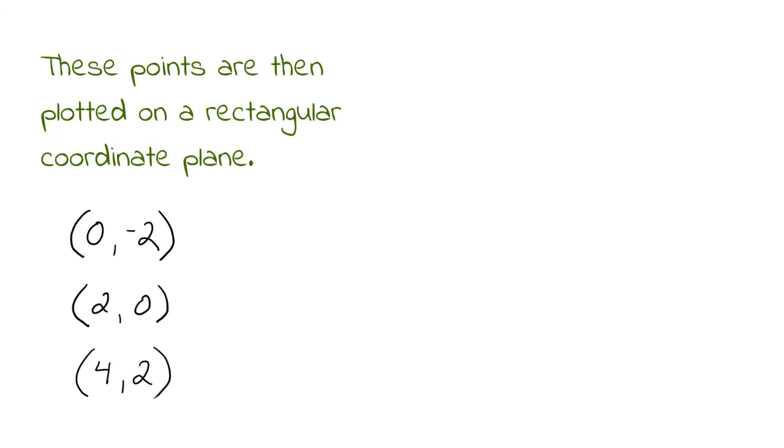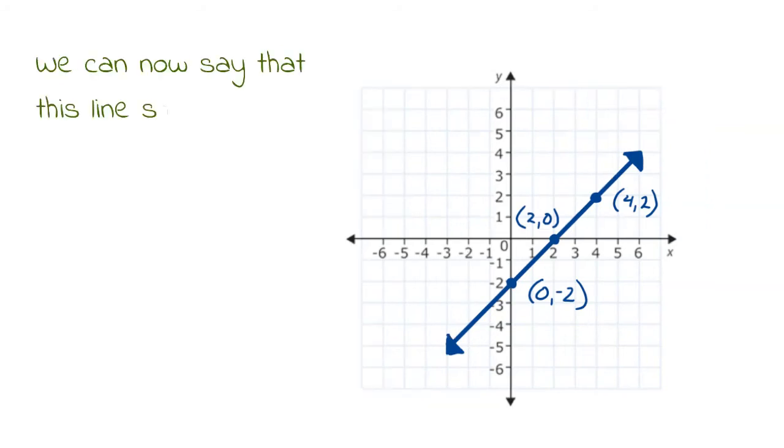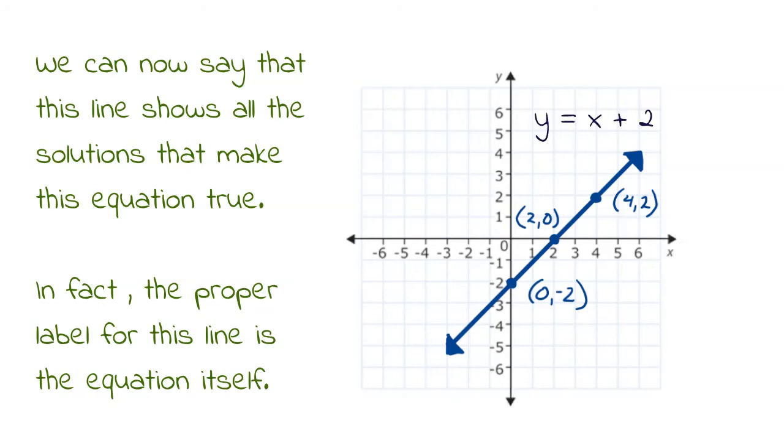And as you can see from the graph illustrated here, we can then draw a line through all 3 points. I prefer to do 3 instead of 2, just to make sure that you have done all the math correctly and they're all in a straight line. We can now say that the line shows all the solutions that make this equation true. The arrows on each end of the line show that it goes on and on forever in each direction, so the solutions are infinite. In fact, the proper label for this line is the equation itself.